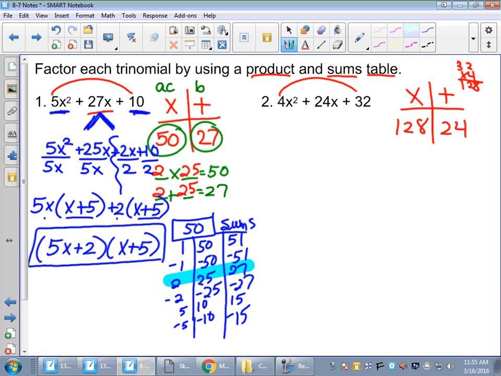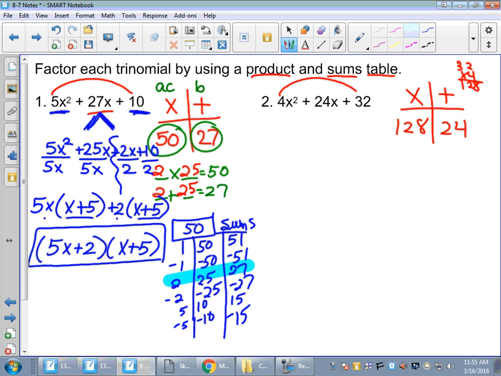Okay, what's going to multiply to give me 128, because that's that 4 and that 32, and then adds to give me 24? Man, that's really big. I don't know my multiplications up to 128, so I'm going to stop for a second.